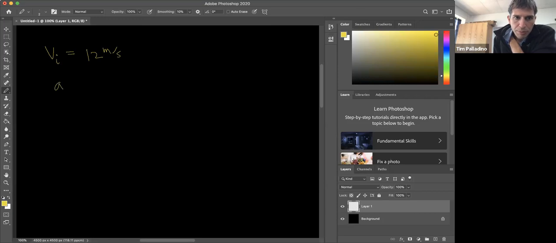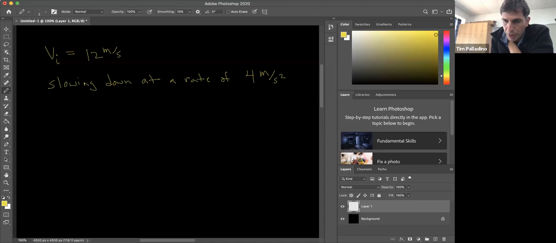So it's slowing down at a rate of, let's say, 4 meters per second squared. What I'd like to do is just intuitively figure out what is the velocity after slowing down for 1 second, 2 seconds, and 3 seconds.